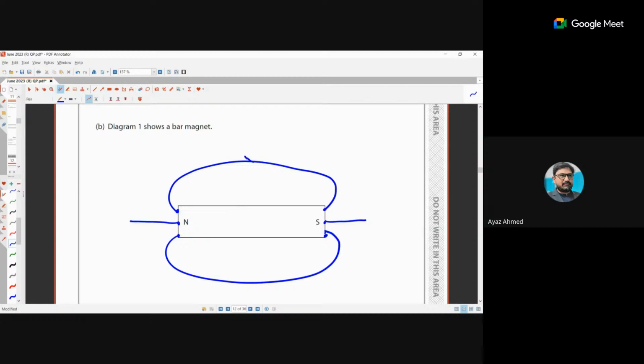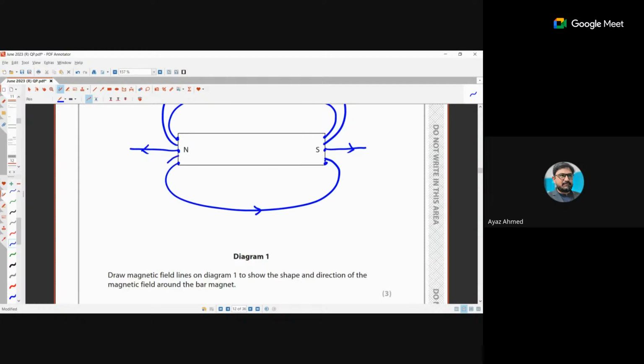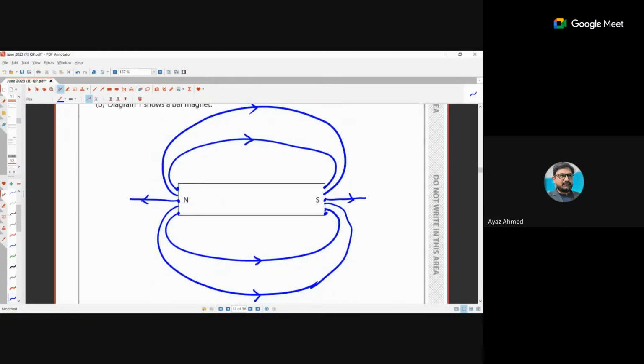So magnetic field lines have the direction from north to south. Either you can draw this one, or you can have another field around this. This will also show how the strength of the magnetic field varies in this way. It is good that you draw 5 field lines, and these are from north to south. So this is basically the pattern of magnetic field lines.